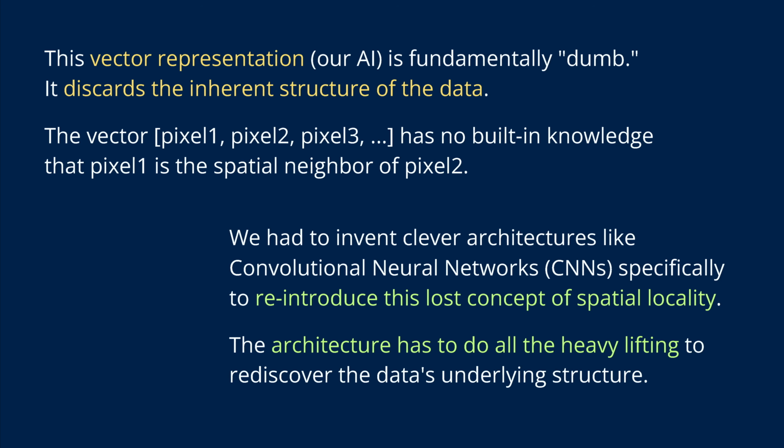So when we built our AI models, our large language model or our vision language model, whatever, we had to invent clever architectures, clever convolutional neural networks at the very beginning of AI, specifically to reintroduce the lost concept of spatial locality. So the architecture of our neural network, of our learning systems, was doing all the heavy lifting to rediscover the data's underlying structure and any functions on the data itself.